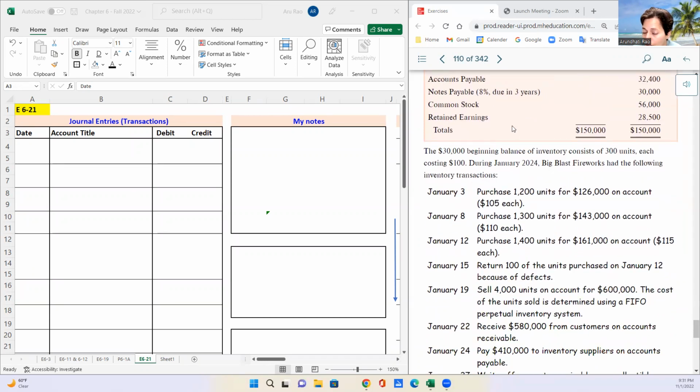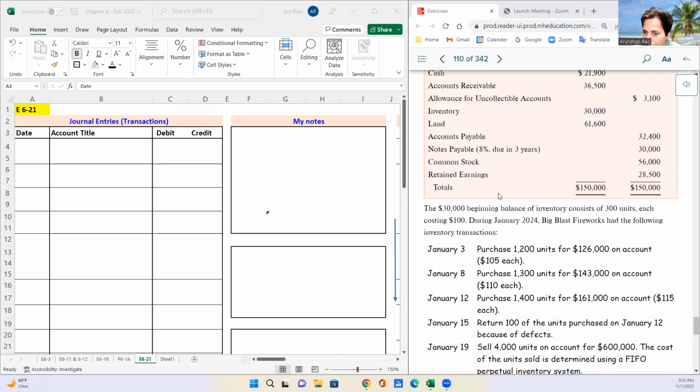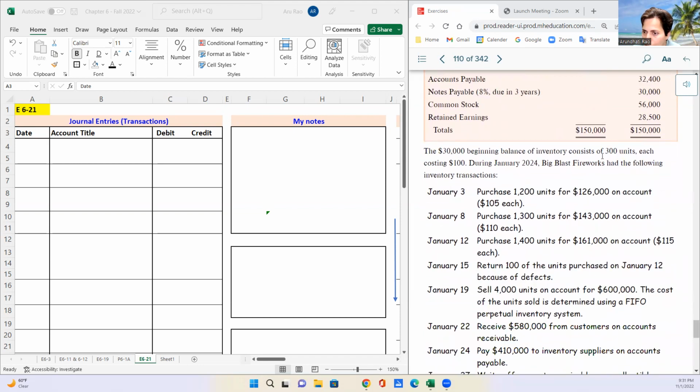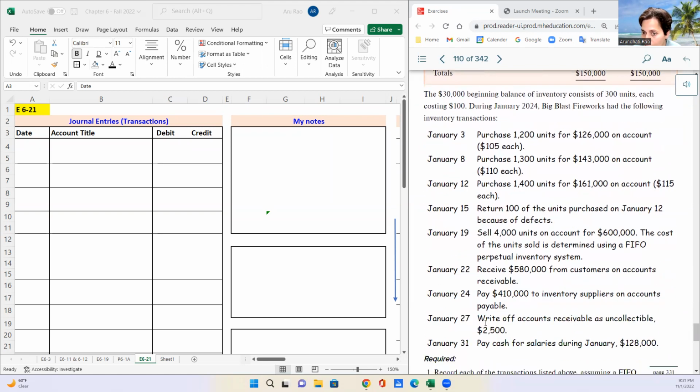I will put all of that information into the T accounts a little later. For now, let's continue reading the information presented. We have the inventory of 30,000. This comprises 300 units for which we had paid $100 a piece. And then we have these journal entries, these transactions that have happened for which we need to do journal entries.